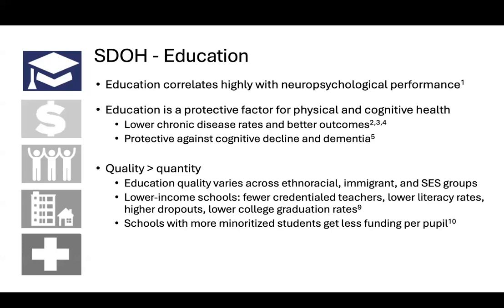This can look like fewer credentialed teachers, higher dropouts, lower college graduation rates, lower literacy rates, less materials. And then schools that have more minority groups also get less money per pupil, which is needed to pay teachers, or is needed to be able to recruit teachers with the highest credentialing or training. It's needed to buy books. It's needed to employ more staff to have lower teacher to student ratios. So this is very important for that quality aspect.